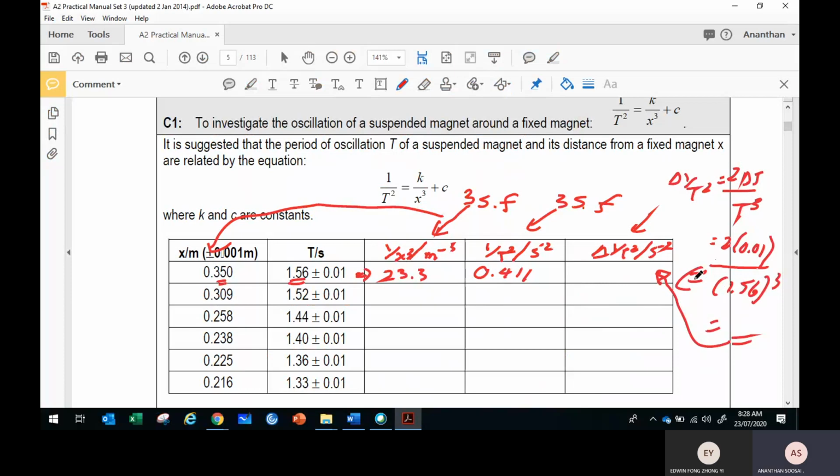Anyone got the answer? Any mistakes? Found any mistakes? That's a mistake. Changes of t is 0.01, not the period. That's your changes of t, right? This is your t, and this is your changes of t.